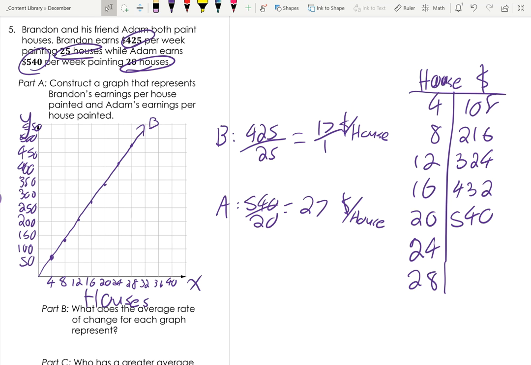So 4 is 108. 8 was 216, so about there. 12 was 324. 16 was 432. And 20 was 540. So that's a sketch for Adam's. So there's our lines, right?